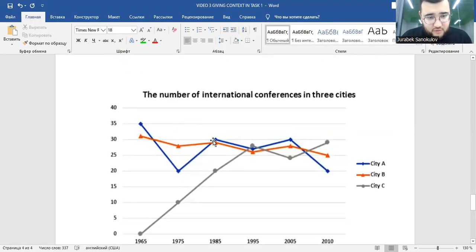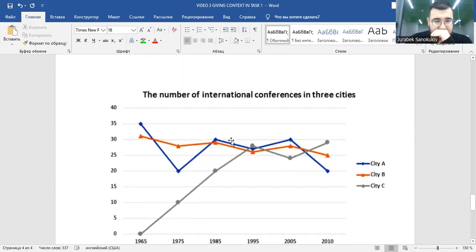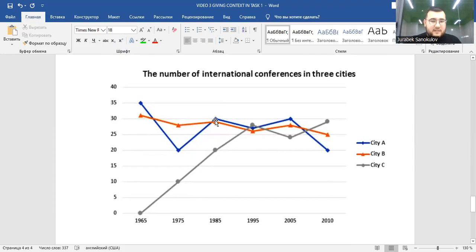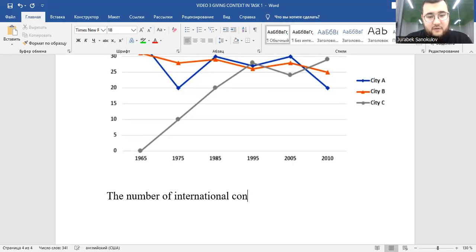Hey, let's use this graph as well. I almost forgot that we had this graph. So what's this? The number of international conferences in cities. It's about the number of international conferences, so it's a plural countable noun. It means that if you wanted to describe this using universal ways of giving context, you would say something like this: the number of international conferences.